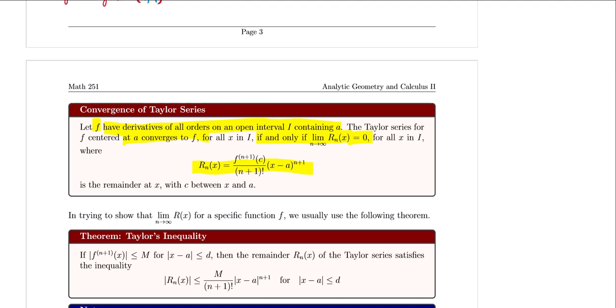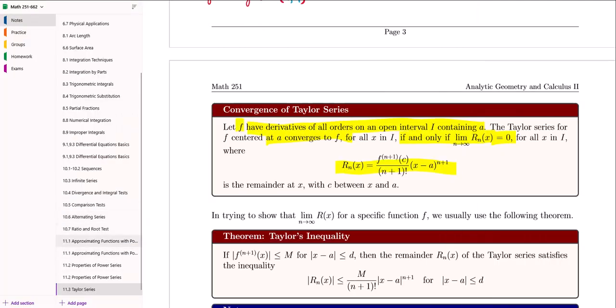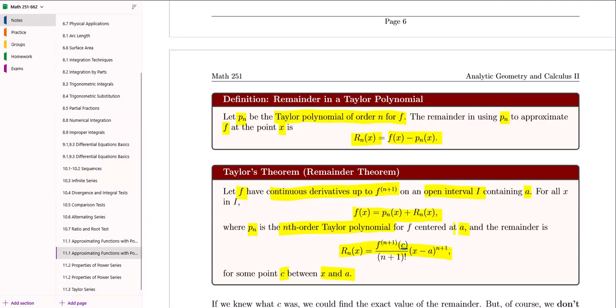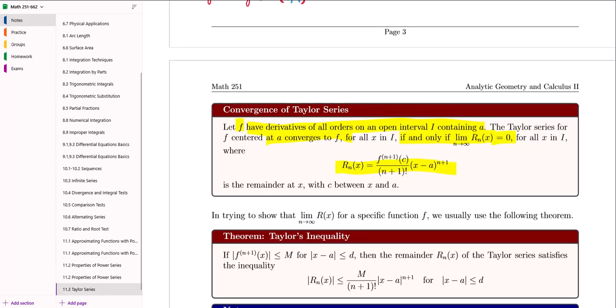Now you might be thinking, wait, this looks familiar. And it should, because we've already discussed this concept in video recordings for section 11.1. There we go. So this is how we obtained the remainder for a Taylor polynomial. We said that the remainder was the difference between the function and the polynomial approximation. Now what we're going to be doing in this section is really no different. So let's take a look here.